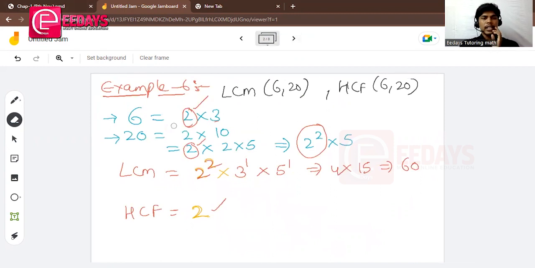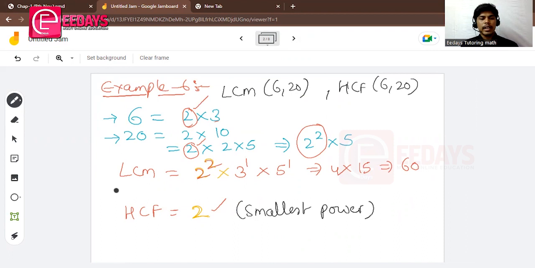For finding LCM and HCF, for HCF you take the smallest power, and for LCM you take the greatest power. Here in these two questions, 2 is the only number there, so we take 2 as common. The greatest power for 2 here is 2 square: 2 power 1 into 3 power 1, but 2 power 1 and 2 power 2, which is bigger? 2 square, right? That's why I took 2 square as common, because for LCM we take the greatest power. Multiply all these and you'll get 60 as the LCM.